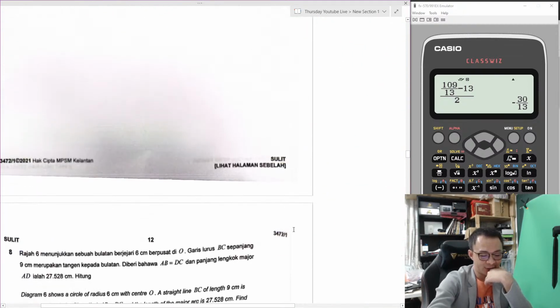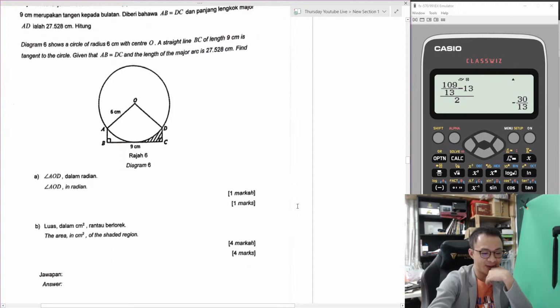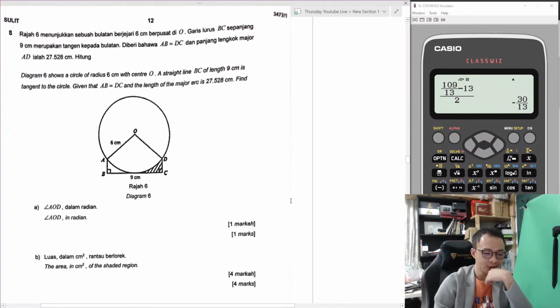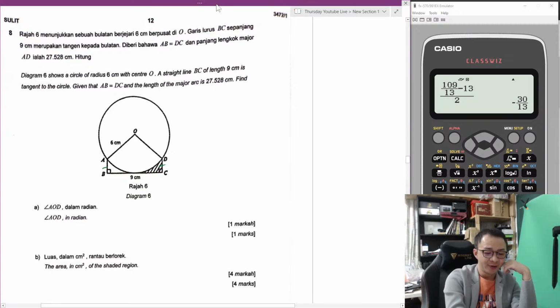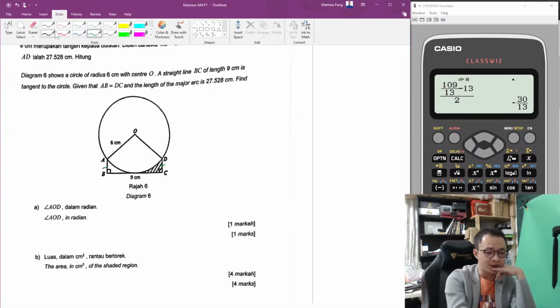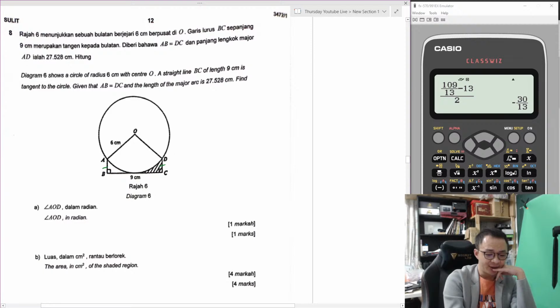Alright, so let's move on to number 8 here. We have some odd length here, and these two are the same length. So let's do this question real quick. The odd length is 27 point something, so we can get the theta they want, which is the AOD. Let AOD equal theta.